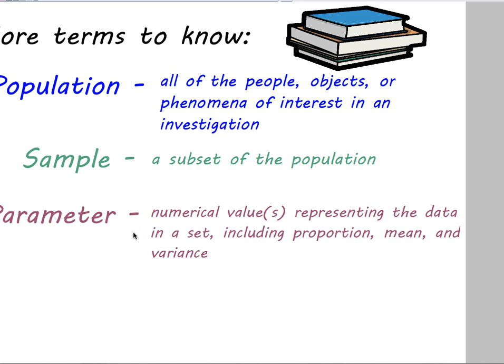A parameter is my numerical value that represents the data in my set. Now this is the numerical value that represents the entire population. So if I'm talking about student heights, the parameter would be my estimated average student height for all the high school students in the United States.